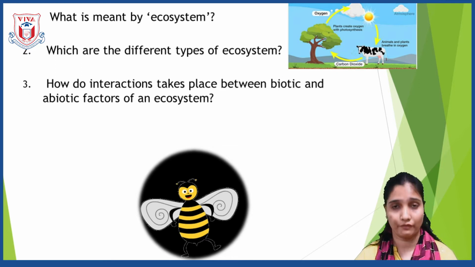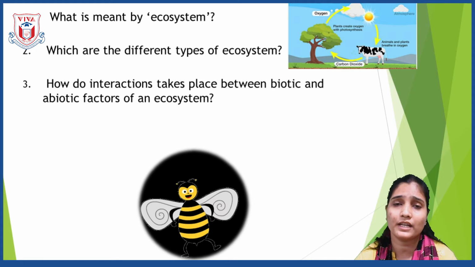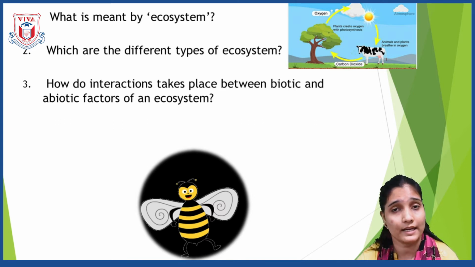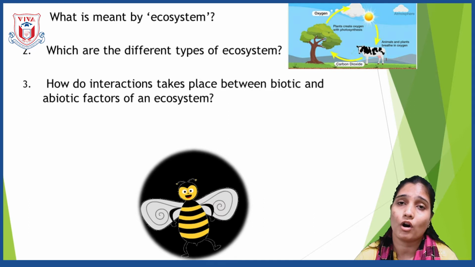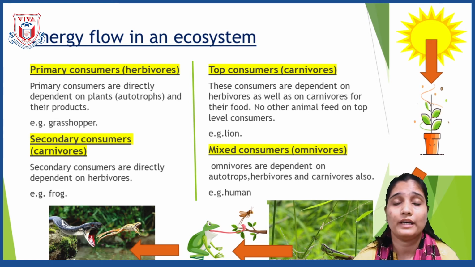Okay, let's start with question number 3. How does interaction take place between biotic and abiotic factors of an ecosystem? There are various biogeochemical cycles. Through them, biotic and abiotic factors of an ecosystem interact with each other. Let's start energy flow in an ecosystem.